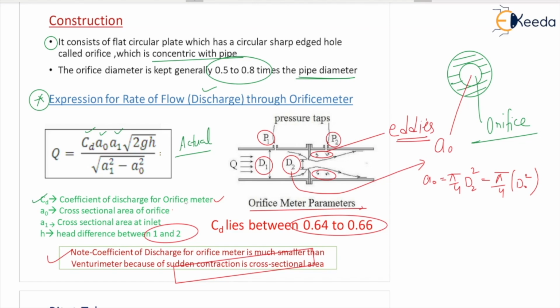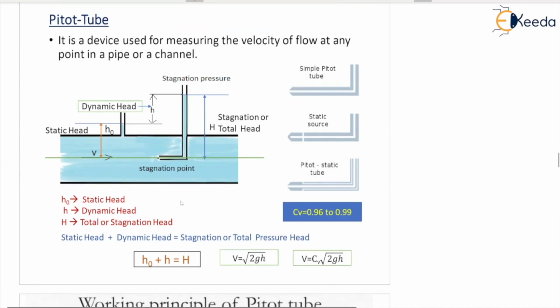Let's go to the next slide. Pitot tube. The pitot tube is also very important. It is a device used for measuring velocity. What is the use of the pitot tube? It measures the velocity of flow at any point, very important, in a pipe or a channel. But what is the use of earlier devices like the venturi meter and orifice meter? To measure the discharge.